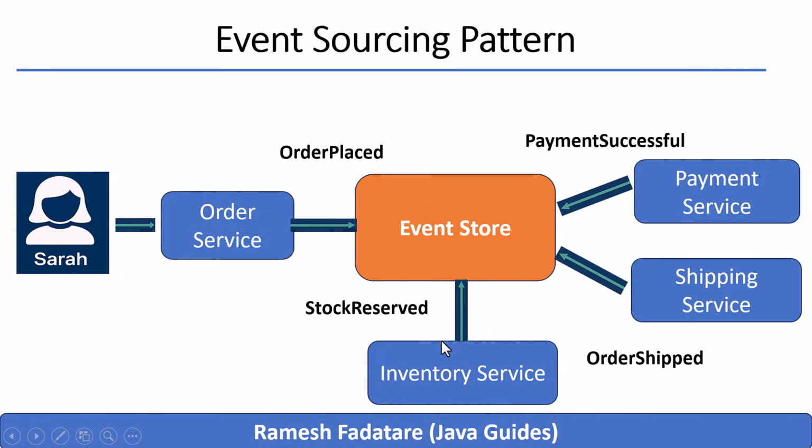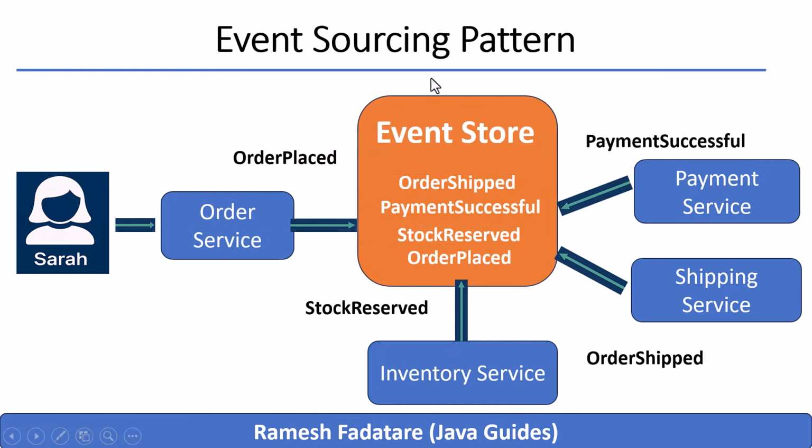So now let's say the system crashes. You don't lose the order. Why? Because all the steps, order placed, stock reserved, payment successful, order shipped, were recorded in the event store. You can replay them one by one to rebuild the full order status.